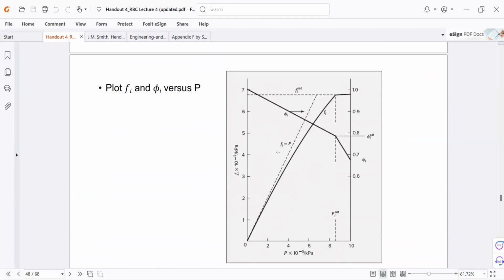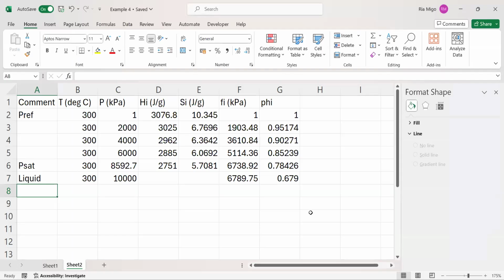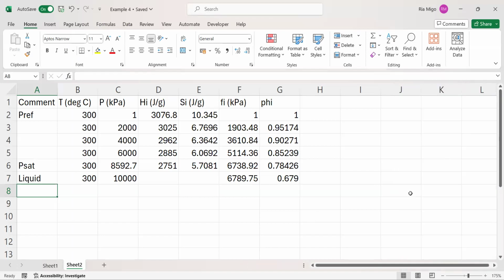And as you will notice, we have two axes. The left one is for the fugacity, which has a unit of pressure, and the right side is for phi, which is dimensionless. I hope you have very good Excel skills, but I will also demonstrate how to plot this. We insert a scatter plot.